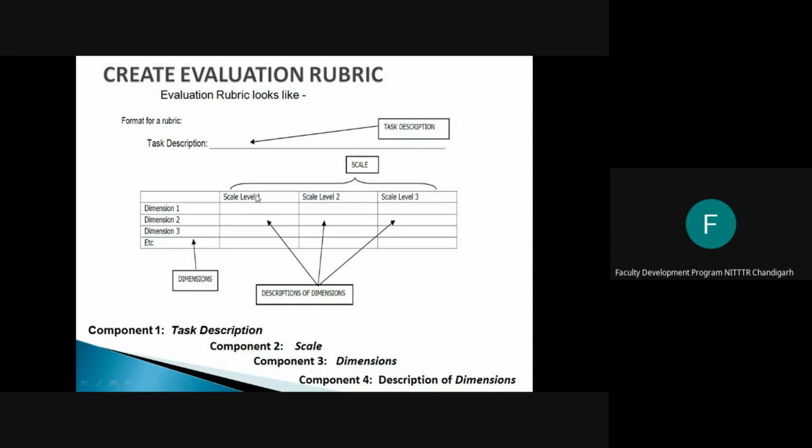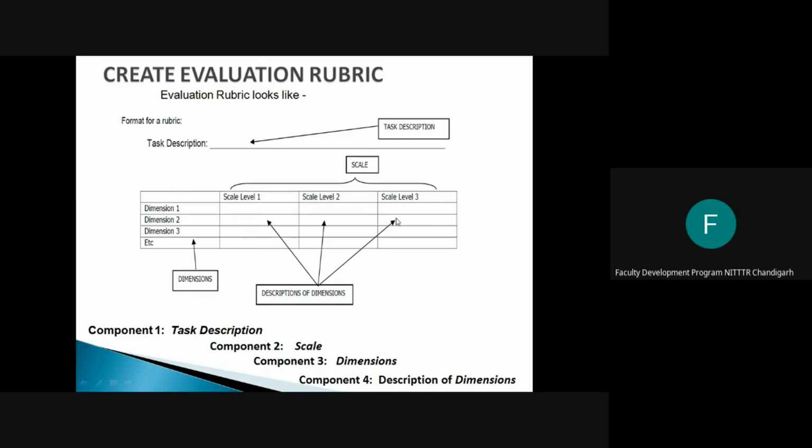Then the scale, you are writing the scale here. The first row: scale level 1, scale level 2, scale level 3. So here either you write 1, 2, 3, or you write excellent, very good, good. Is it all right? Is it clear? Scale level 1, scale level 2, scale level 3. Here you are writing the scale. You are talking about the scale.